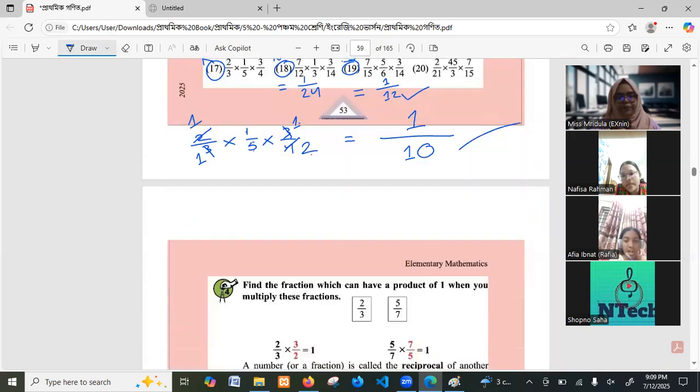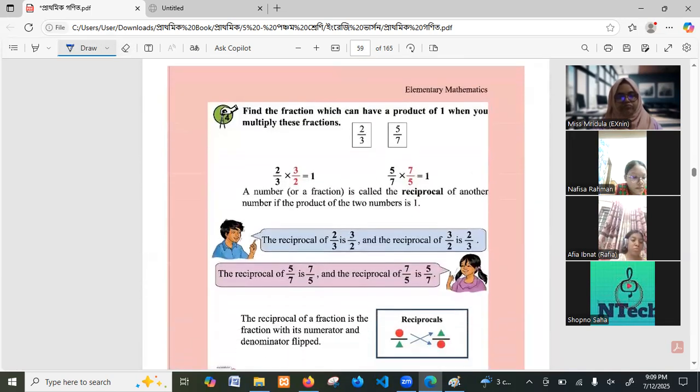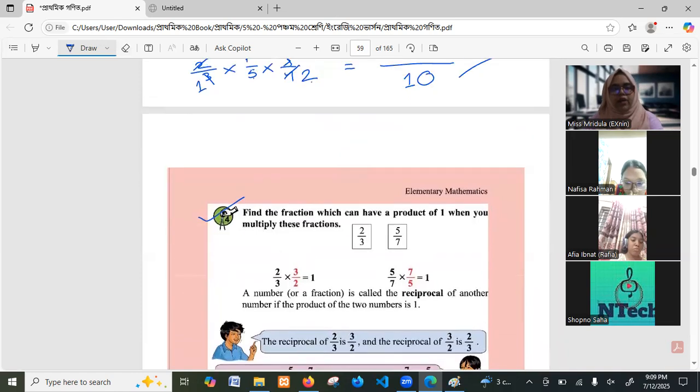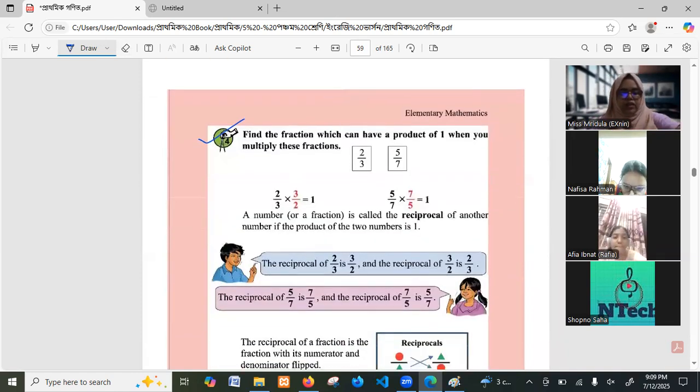Let's go to the next one. Okay. We are now on page 54. Let's see how many minutes are left. Okay, 3 minutes of this session. Okay, so find the fraction which can have a product. Product means the multiplication. Product of 1 when you multiply these fractions. That means they are saying that if we are multiplying this, what we are going to get is 1.